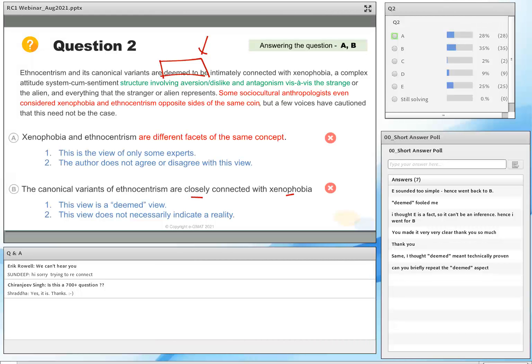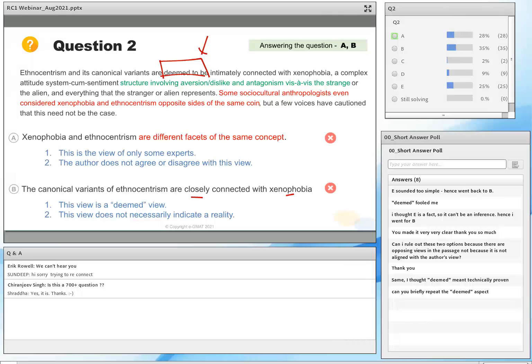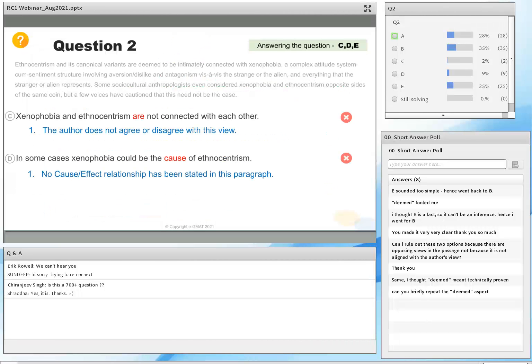Good question. So deemed to be fundamentally means you do not know who deems this to be that way. Some people believe that EC and XP are connected. You don't know who believes that. May not necessarily be the author. That's the fundamental point. So option B is wrong because this is a deemed opinion, not necessarily the author's opinion.